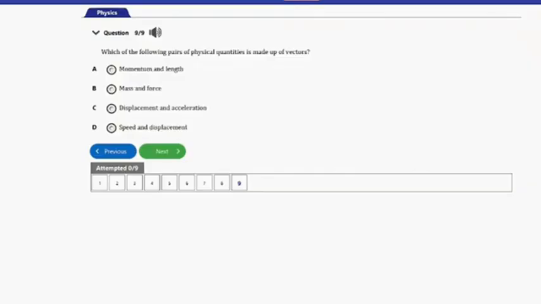Alright, so guys, the last question here is question number 9. It says, which of the following pairs of physical quantities is made up of vectors? We have A, momentum and length, B, mass and force, C, displacement and acceleration, D, speed and displacement. So guys, the answer to this question is option C, displacement and acceleration. And that's it for this question.